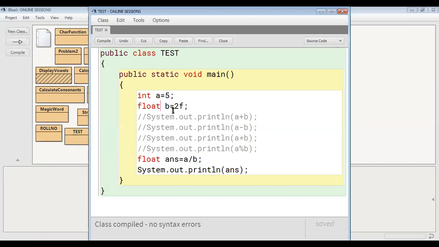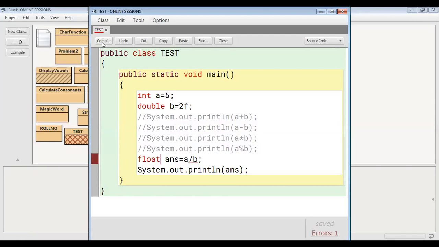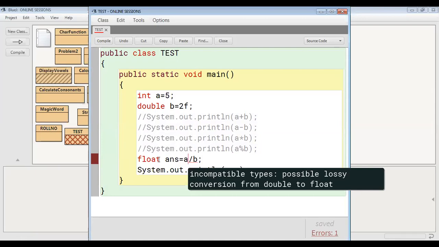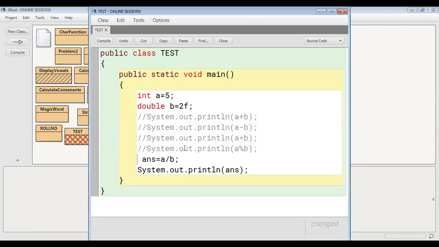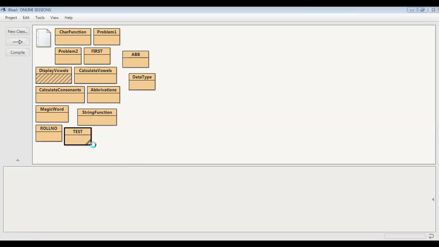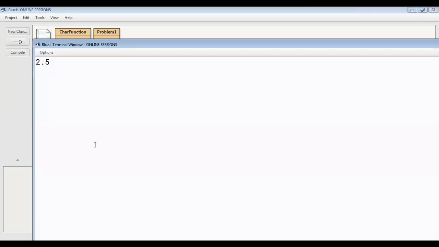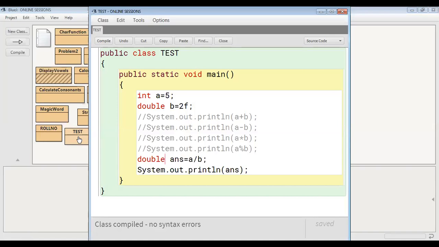Or you can convert it into double as well. Obviously, when the operation is between integer and double, the result has to be of the higher hierarchy, and that is double. Now again you will find your answer is coming right. So that is something you have to be very careful of. You have to be cautious whenever you are performing an operation between two integers, and more importantly, if you are using a division operator.